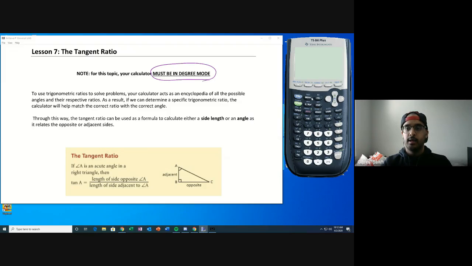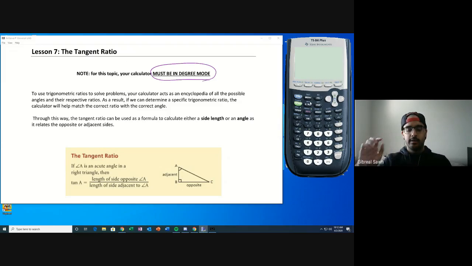The way to do that, click the mode button, which is to the right of the second function key, and you're going to see a whole bunch of settings come up. The one that's automatically highlighted is radians, a different type of angle measure which you use in Math 30. So you're going to scroll down to it, go over to degree and press enter. Make sure degree is highlighted instead. Once it is, you can get out of there, and now your calculator is in degree mode.